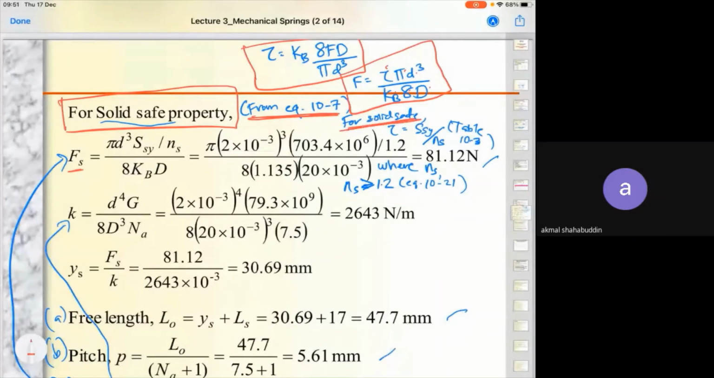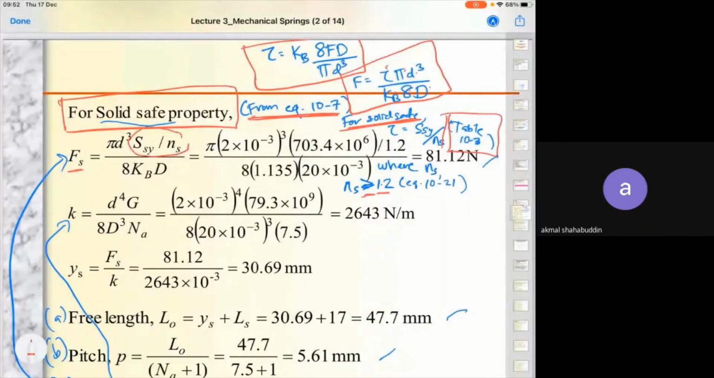Ada dalam textbook juga tapi susah nak terjumpa kat mana. Ada dalam table 10.3, tengok table 10.3, allowable factor of safety for helical compression spring is greater or equal than 1.2. So you boleh tukar je, equal to torsional yield strength over factor of safety. So apa yang you boleh buat, you put torsional yield strength over factor of safety dalam equation dan you akan dapat nilai ni lah.